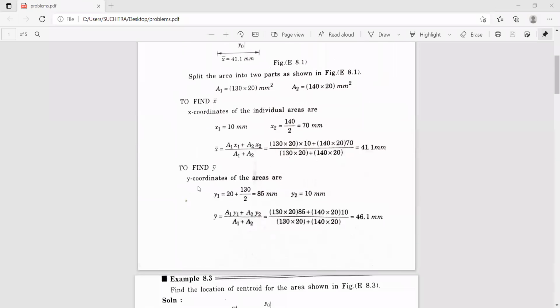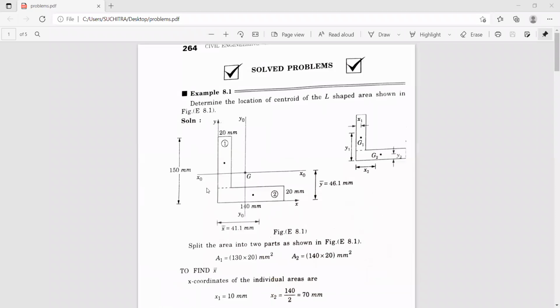Similarly, we know the y coordinates of the areas, that is y1 is 85 millimeters and y2 is 10 millimeters. So y bar is A1 y1 plus A2 y2 divided by A1 plus A2. It works out to be 46.1 millimeters. So now you can see here the centroidal coordinate distances of this given L-shaped figure: x bar is at a distance of 41.1 millimeters and y bar is at a distance of 46.1 millimeters. So this is the geometric center of the given L-shaped figure. So is it clear? Shall I move on to the next problem?